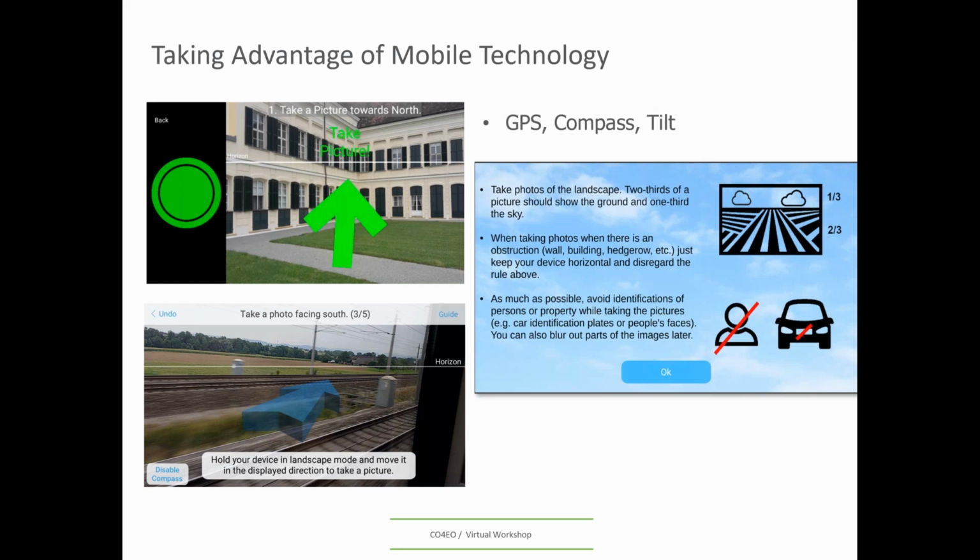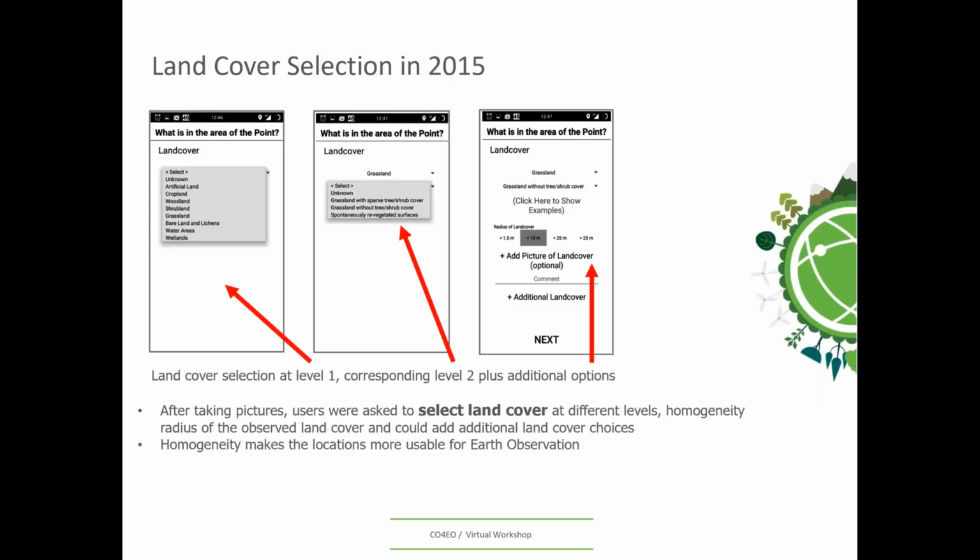You can also see this horizon. It's hard to see on the top, but it's a faint white line, and that guides the user so that they take 2/3 land cover or 2/3 landscape and 1/3 sky. So we tried to use the mobile phone to help the users take the best possible pictures that they could. Okay, so in 2015, this was the land cover.